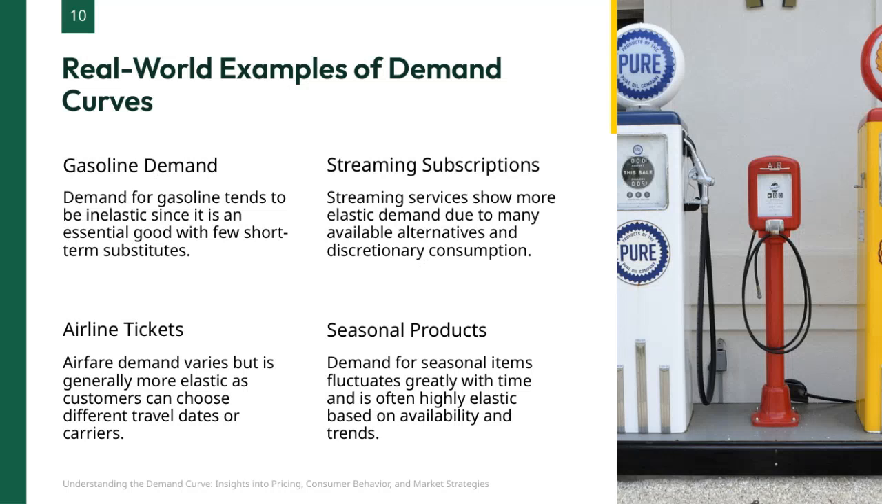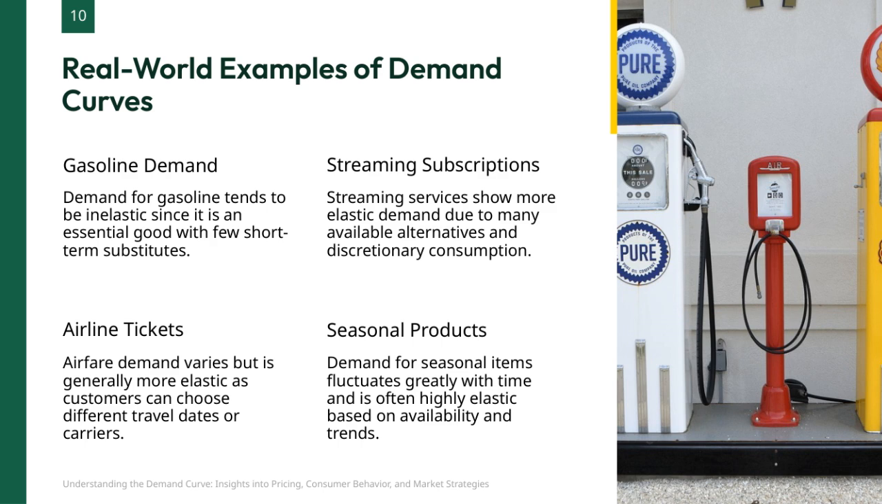Here we have some real-world examples that illustrate how demand curves behave differently across various products and services. Starting with gasoline demand, we see that it tends to be inelastic. This is because gasoline is essential for many people, and there simply aren't many alternatives they can switch to in the short term. Moving on to streaming subscriptions, the demand is more elastic.